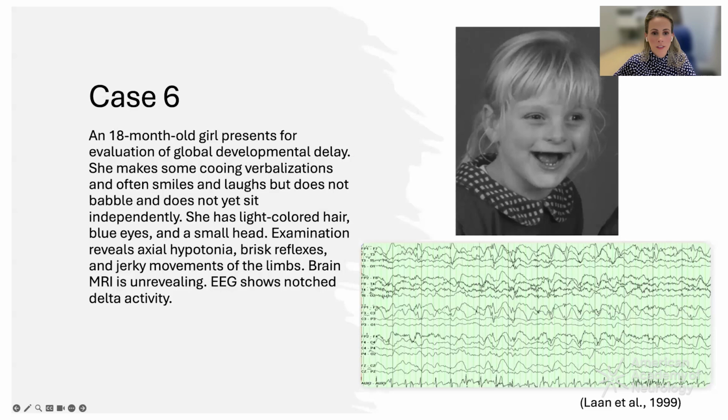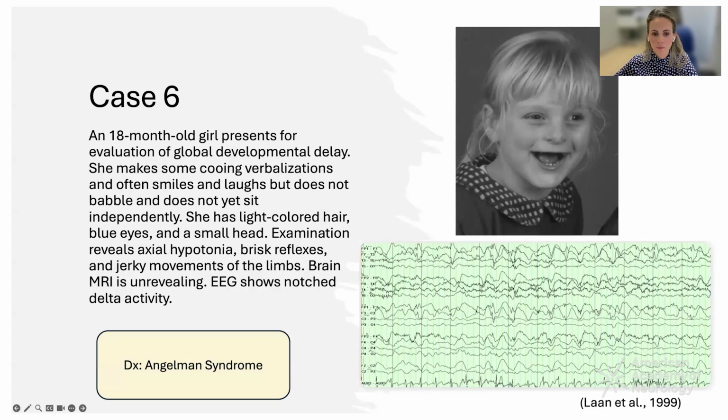Case 6 is an 18-month-old girl presenting for evaluation of global developmental delay. She makes some cooing verbalizations, often smiles and laughs, but does not babble, and does not yet sit independently. She has light-colored hair, blue eyes, and a small head. Examination reveals axial hypotonia, brisk reflexes, and jerky movements of the limbs. She has a brain MRI that's unrevealing, and EEG is shown with notch delta activity. This patient has Angelman syndrome.